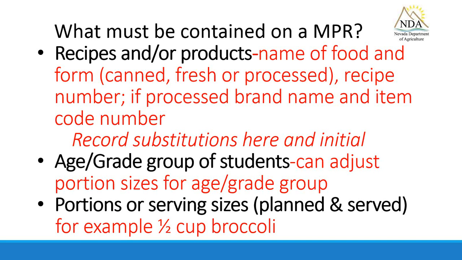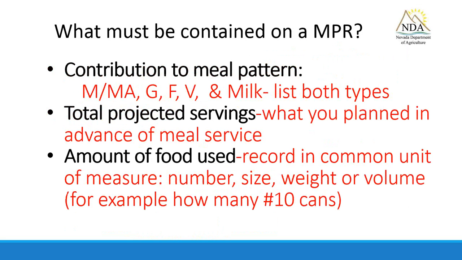The age and grade group of students. And keep in mind you can adjust portion sizes for age and grade groups, but it must be very clear which age and grade group you're serving which items to and the amount. So with that, you would list your portions or serving sizes, both planned and served. For example, half a cup of broccoli would be listed under the vegetable section. And how does this food item contribute to the meal pattern? Is it a meat alternate, a grain, a fruit, a vegetable, and a milk? And just remember to list both types of milk in the milk section.